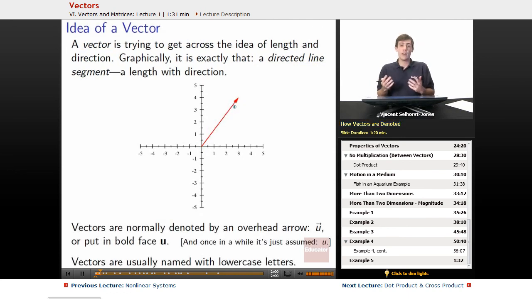How do we call out a vector if we want to talk about a vector? Normally we denote it with an overhead arrow like this. So U with an arrow above it says that we're talking about the vector U, or we can put it in boldface, with a bold U. And once in a while, if we're talking about nothing but vectors and there's nothing else showing up, sometimes it will just be assumed, but we're pretty much never going to see that, not in this course. Vectors are normally shown with lowercase letters. However, just like variables, you can use any symbol, but for the most part, we'll stick with lowercase letters. U and V are very common letters for talking about them.